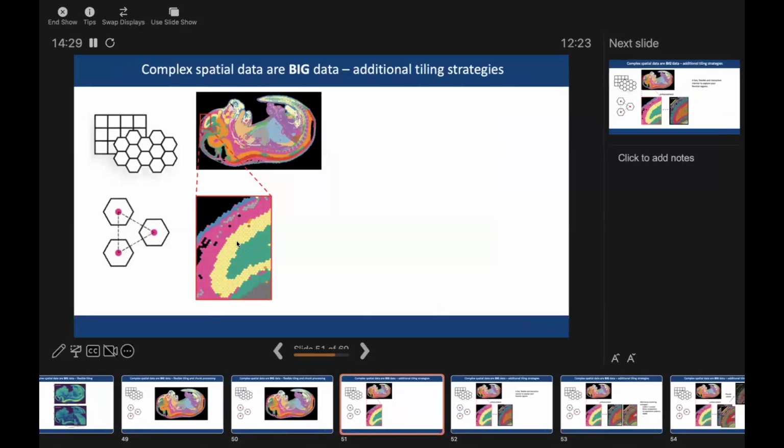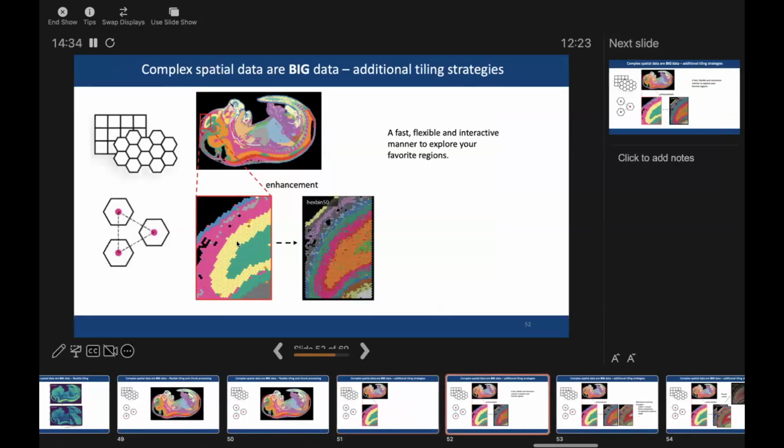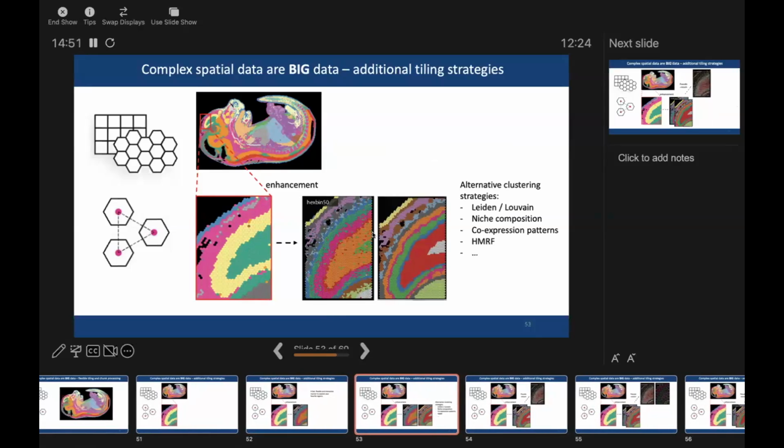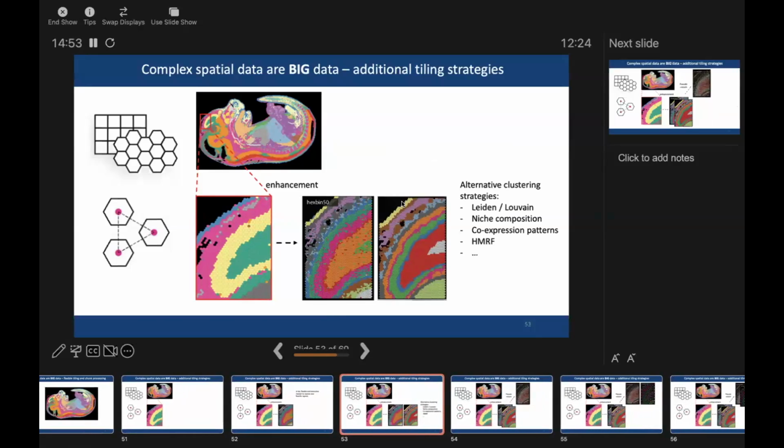Now I want to know a little bit more about what exactly I can find out in this specific region of interest. You can then simply create a new, much higher resolved hexbin. This, for example, is hexbin 50. We already start to see a lot more of these layered structures that are available within the brain. You can apply all these different tools that we make available in GIOTTO to do other types of spatial data aggregations and clustering. For example, if you use the niche composition clustering, you really see the very beautiful layered structure within the mouse developing brain.